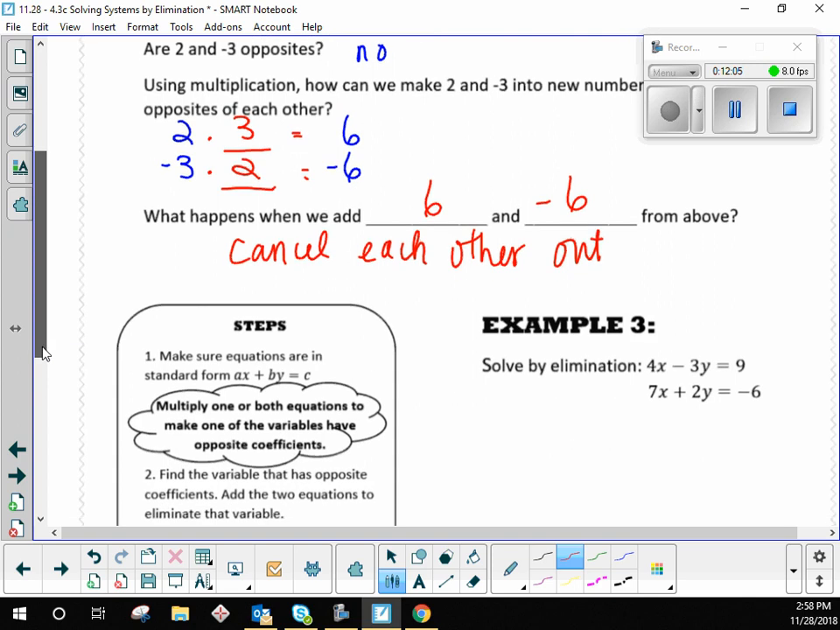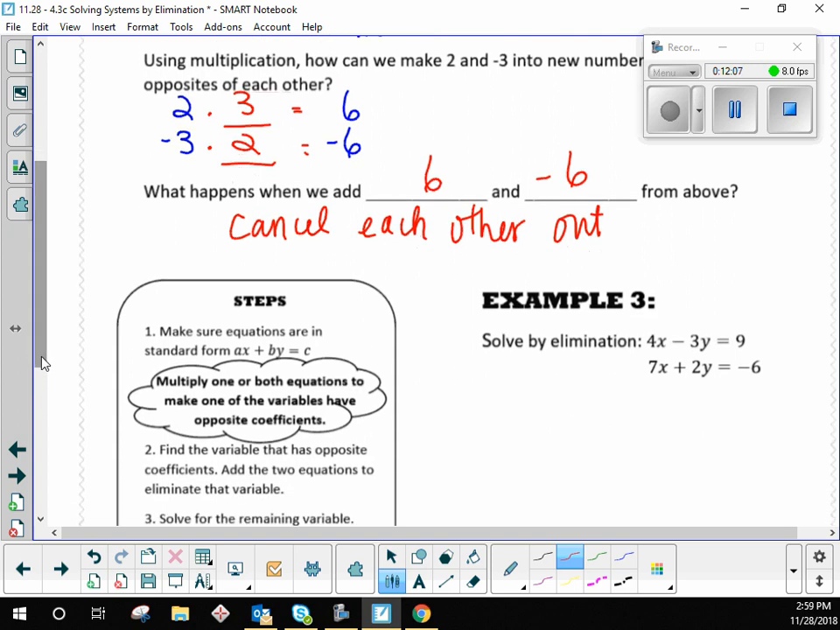So if you look at this example, 4x minus 3y equals 9, 7x plus 2y equals negative 6. Look at your x coefficients, 4 and 7. They are not opposites of each other. Look at the y's, negative 3 and 2. They are not opposites of each other. So there's nothing that automatically eliminates right here. So we have to do some math to make that happen.